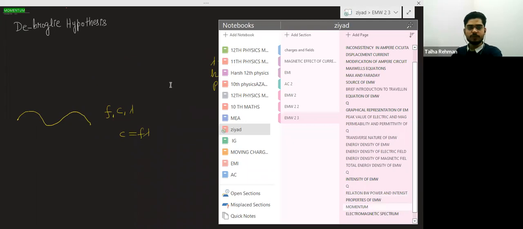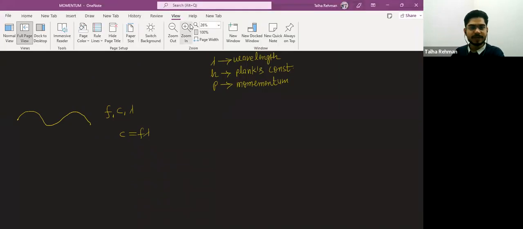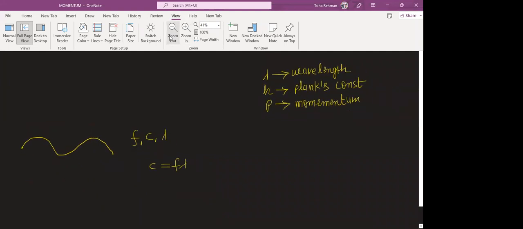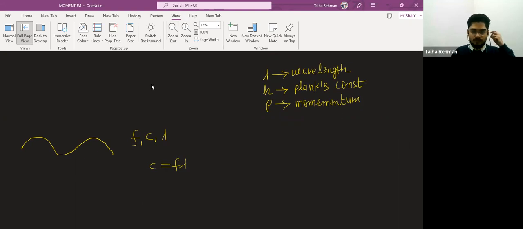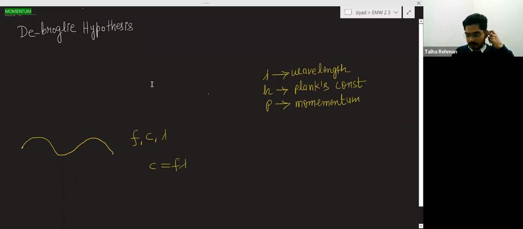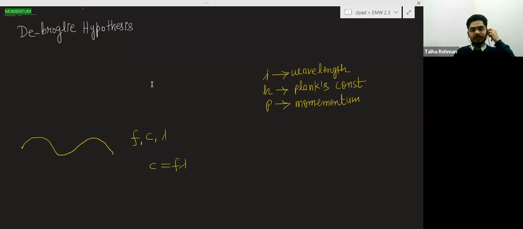Now there is one more topic: momentum of the electromagnetic wave. There is a hypothesis known as the de Broglie hypothesis that we will study in the earlier chapters in modern physics. According to de Broglie, the wavelength is equal to the Planck constant divided by the momentum.